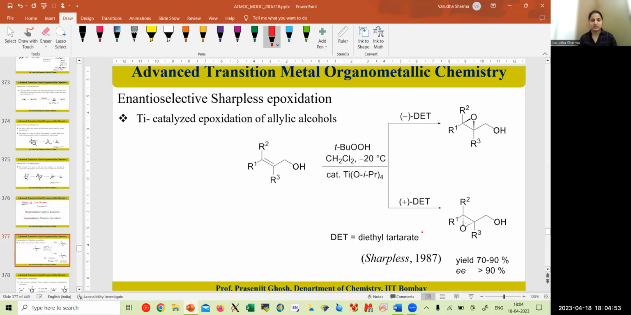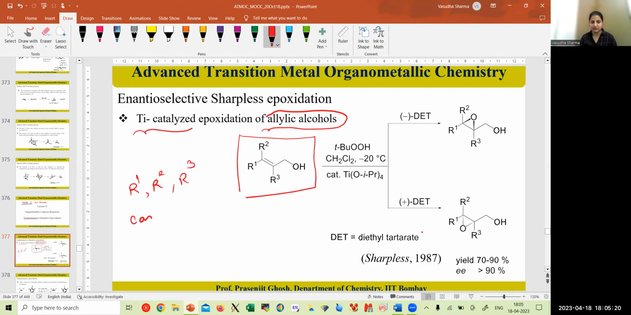The in-situ selective Sharpless epoxidation is basically a titanium-based catalysis or epoxidation, we can call it. That means it involves a titanium catalyst, epoxidation of allylic alcohols. So this is particular for allylic alcohols. As you can see, we have taken up an allylic alcohol where R1, R2, R3 can be anything. These can be any alkyl, alkene, or something like that. So we have an allylic alcohol over there.